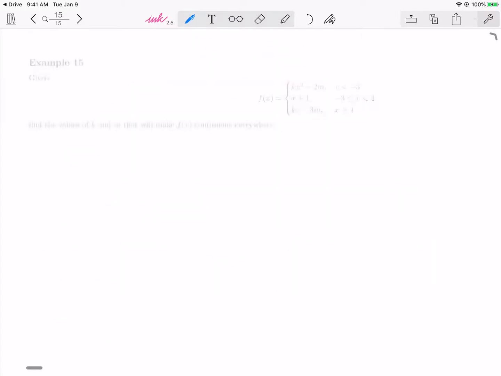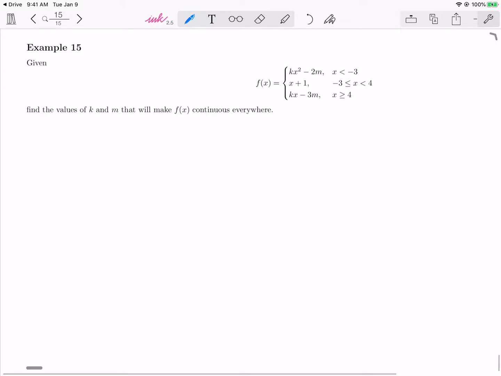There's one more problem. Let's crank this one out. So now we've got a piecewise function, and it's splitting up at negative 3 and at 4. It wants us to find the values of k and m that will make this function continuous everywhere.